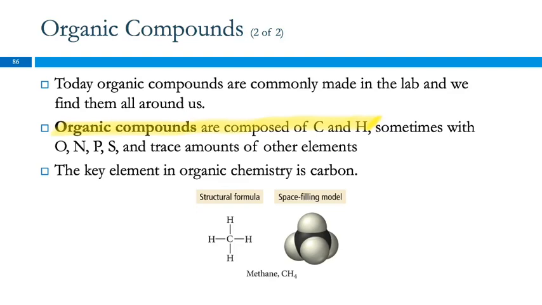So the key element in organic chemistry is carbon. You may have heard on space travel shows and stuff, they talk about carbon-based life forms. The carbon atom, the element carbon, is the basis of most of the compounds in your body. So here is the smallest organic compound, methane, carbon with 4 hydrogens.